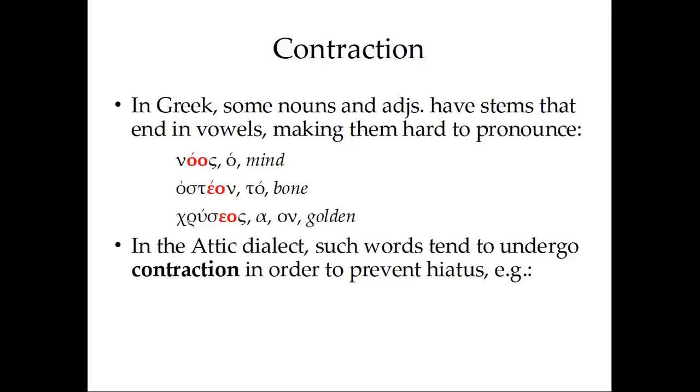In the Attic dialect, such words tend to undergo contraction in order to prevent this hiatus. For instance, omicron or epsilon plus omicron or omicron upsilon equals ou, this diphthong sound. Omicron or epsilon plus omega or omega with iota subscript equals omega or omega with iota subscript, and so forth. These are just examples of the many different rules of contraction, and later on when we look at contracted verbs, we will learn and remember some of these rules. For right now, we just want to recognize that something strange is going on, that contraction is happening.